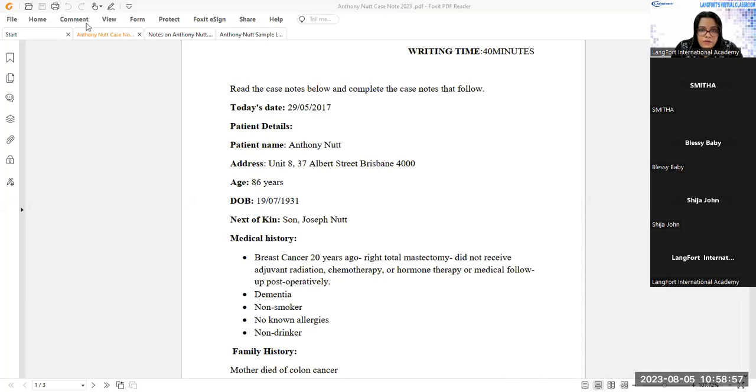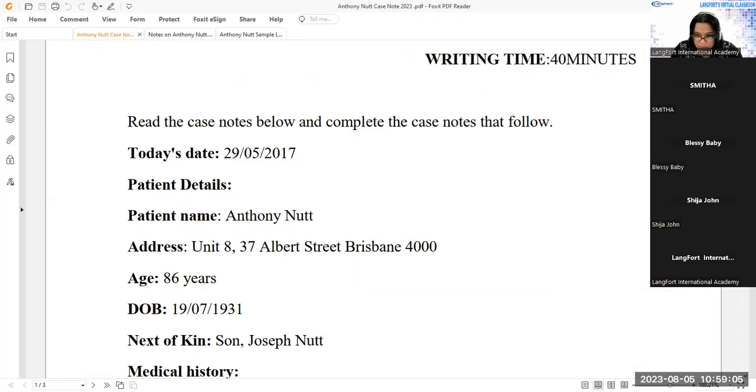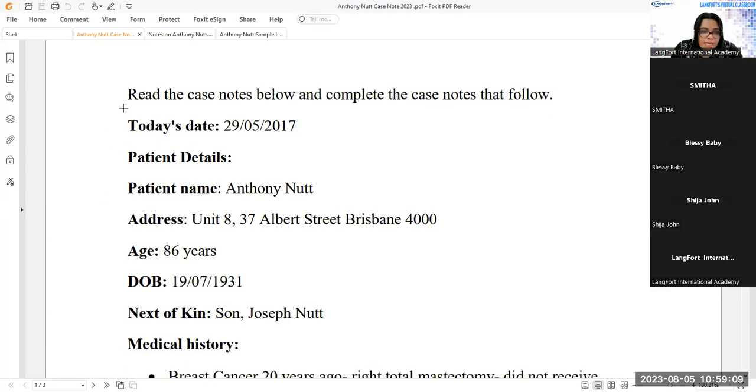Okay. All right, so give it a second, let your screens load. Okay, so I hope the screen is visible to all of you. Let me just zoom in. So it's visible.